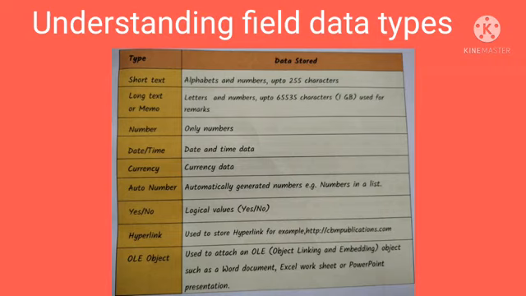Number means you just enter only numbers, not letters, not alphabets. Date and time, you can insert date and time data. Currency data. Auto number means automatically generated numbers, for example the number list 1, 2, 3, 4, and so on. Yes or no, logical values: yes or otherwise no.